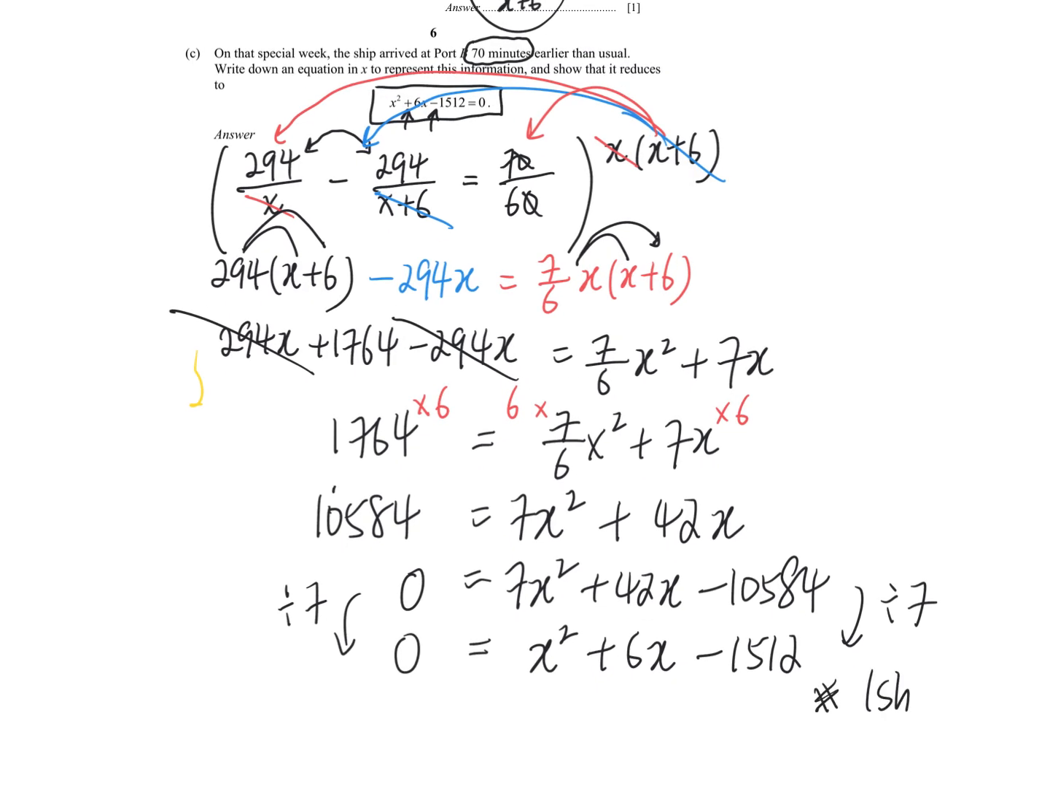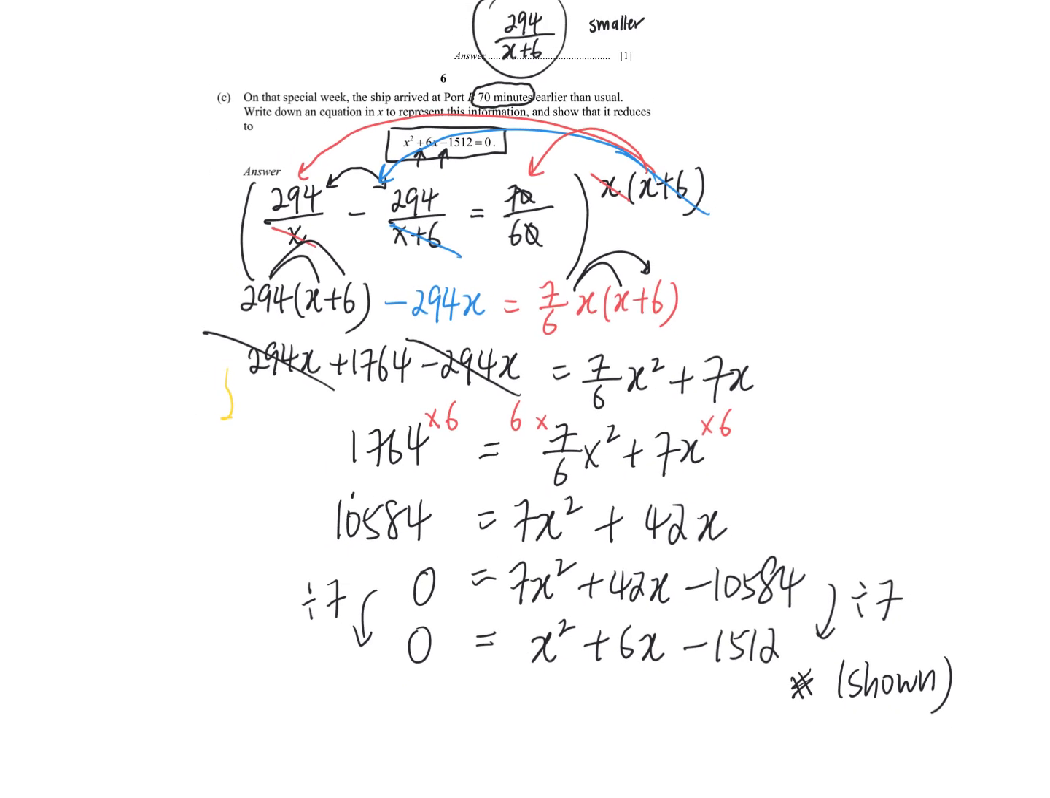Shown. Okay, so where are the marks? Number 1, if you can write down this is your first mark. Second mark is getting rid of the fraction. So if you multiply by LCM, you get the second mark. If you want, you can use bigger numbers, but you'll be handling bigger numbers. Okay, then the final answer is the show part.